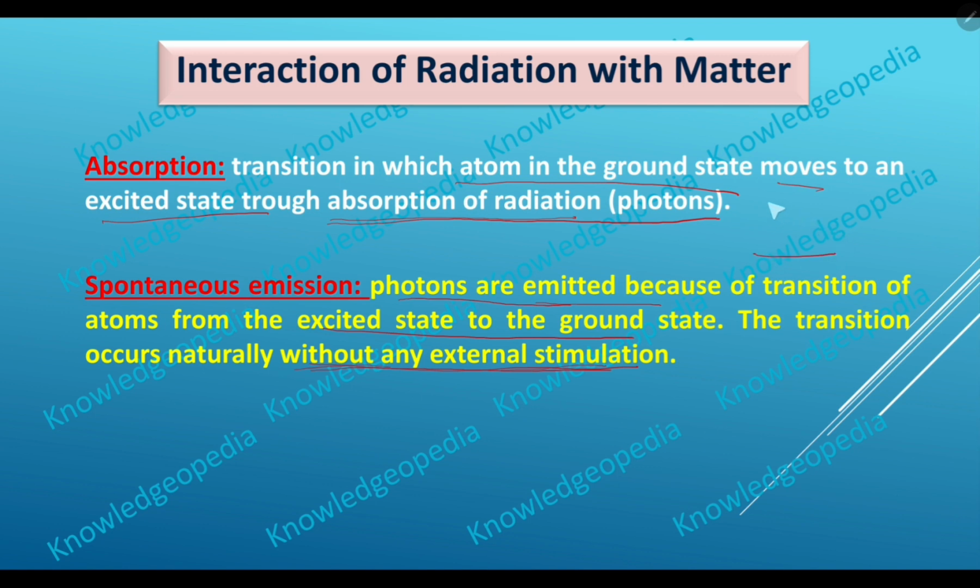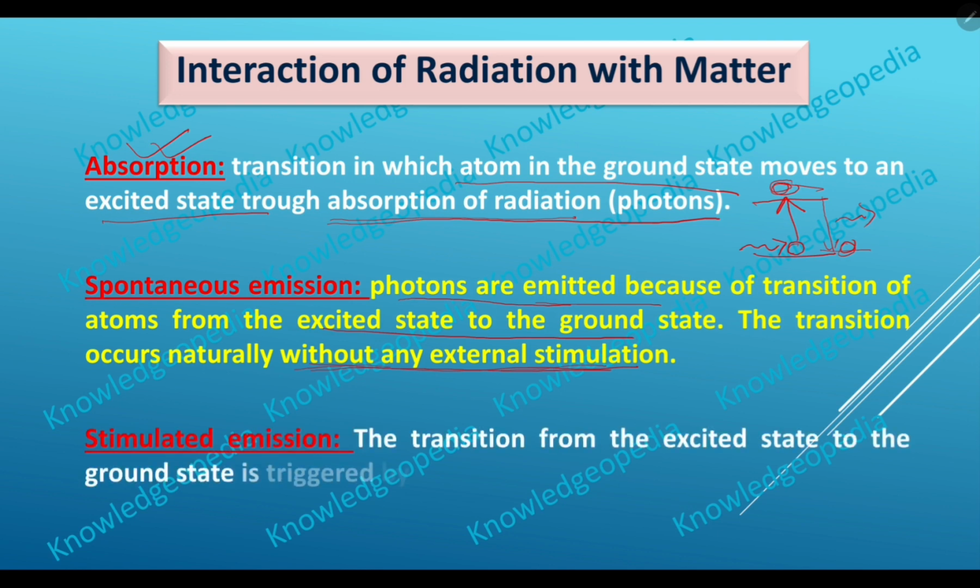So we have seen that this is the ground state, this is the excited state. So when a photon falls on this, the atom will move to the excited state, right? And this is what? Absorption. And after some time this will come down automatically to the ground state by emitting a photon, and this is what? Spontaneous emission. Now coming to the third one, that is stimulated emission.